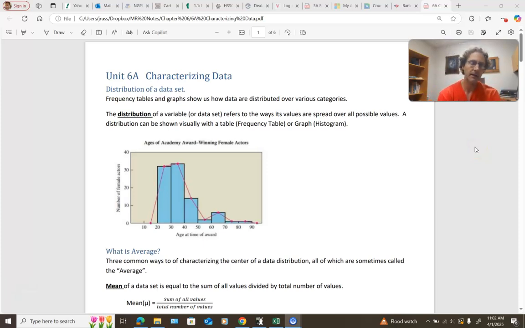Alright guys, welcome back. So we're going to start chapter 6. And in chapter 6 we're going to be working on finding statistics. Okay, so if we've taken a sample and we've collected our data, what do we do with it?